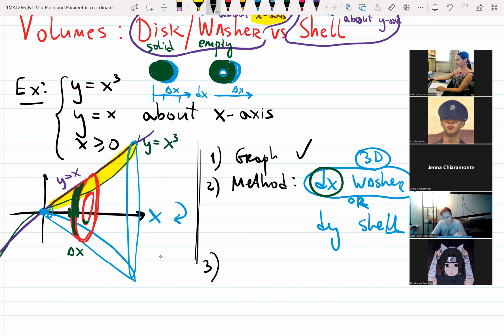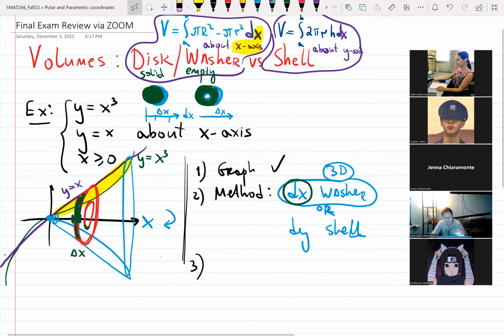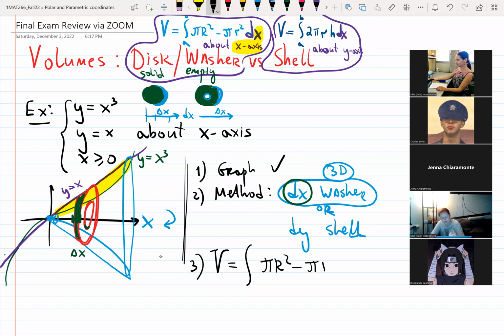Step 3. Write down the formula. Now you chose the case, you chose the method. So now it's time to write down the correct formula. V equals pi r squared minus pi r squared, dx from A to B. Okay, that is already half the job done. If you know what's going on here, it's already good. Nice. After this, we start actually figuring out what this formula means.